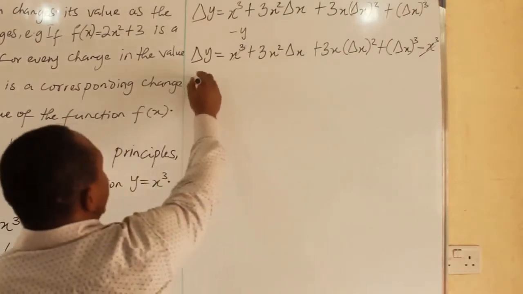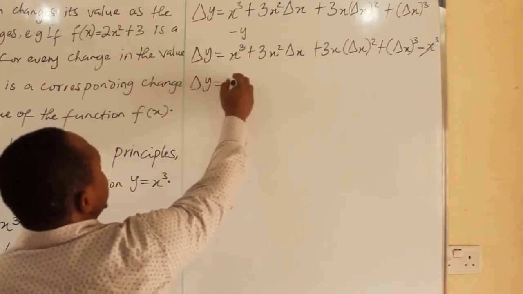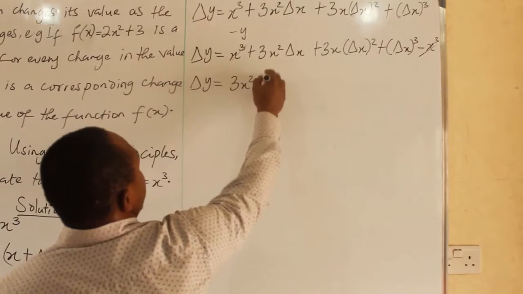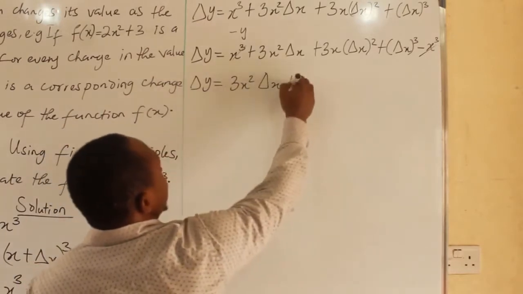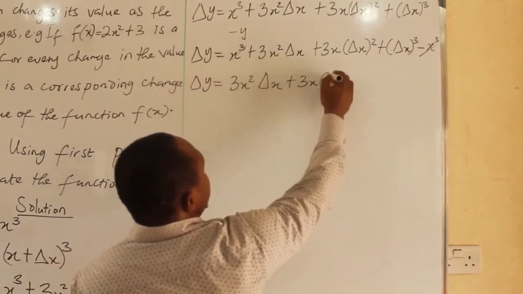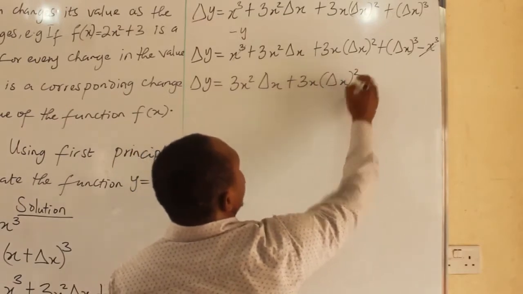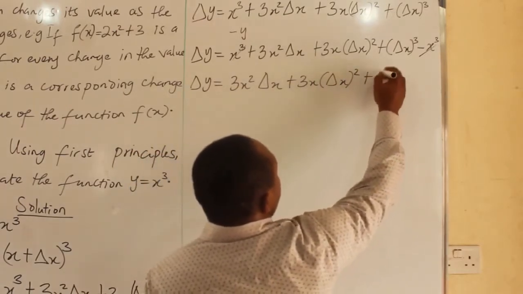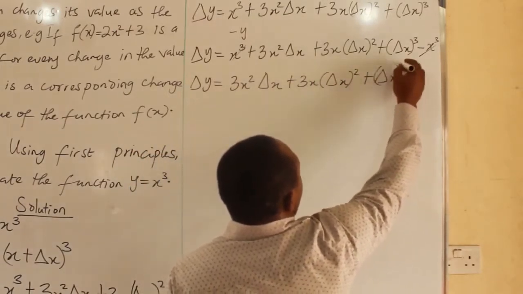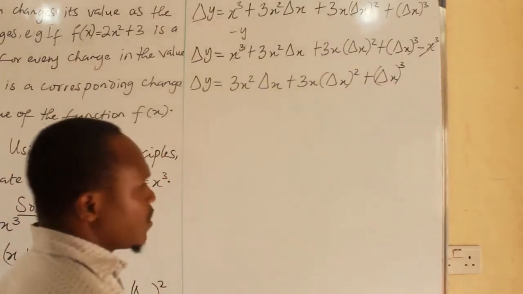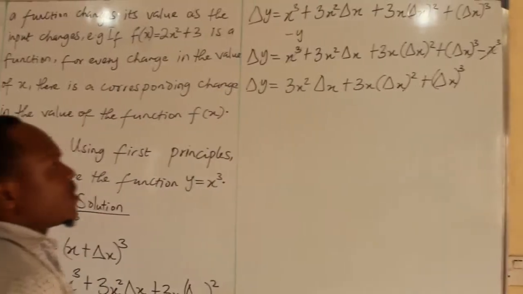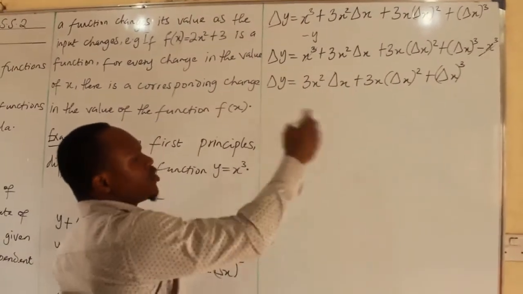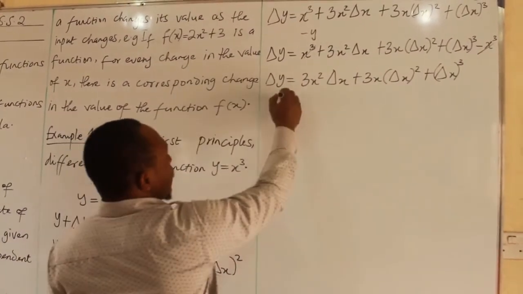We're left with delta y is equal to 3x squared delta x plus 3x delta x all squared plus delta x all raised to the power 3. Now at this point, we divide both sides of the equation by delta x.